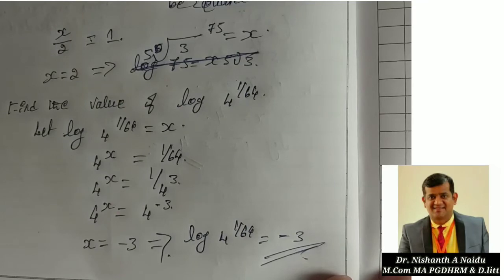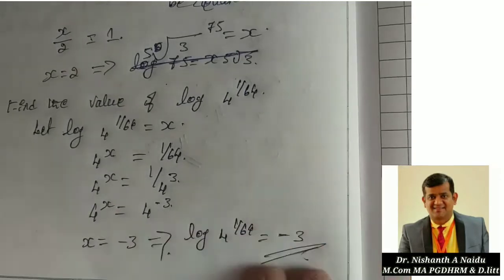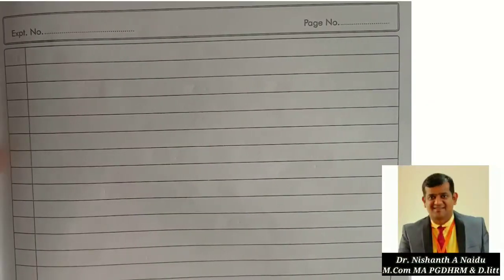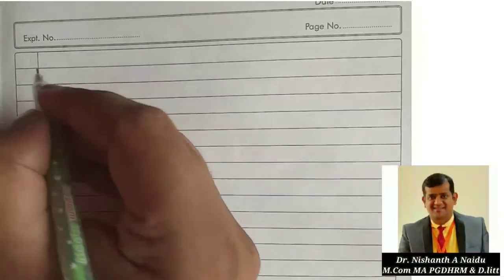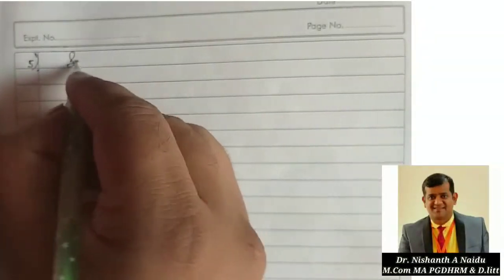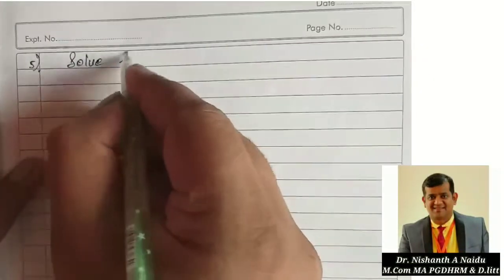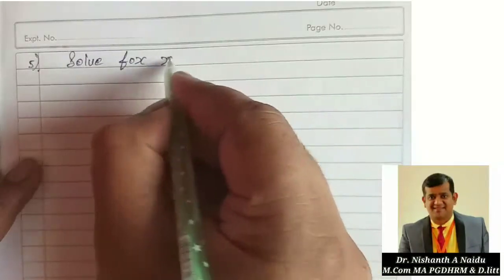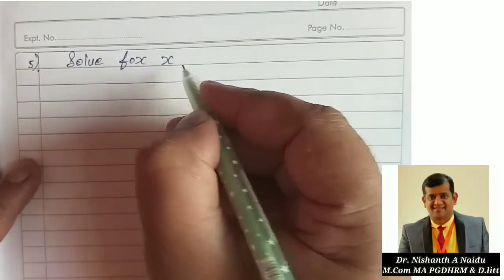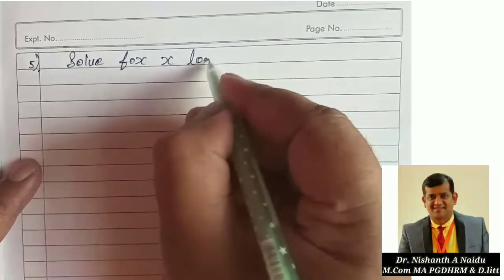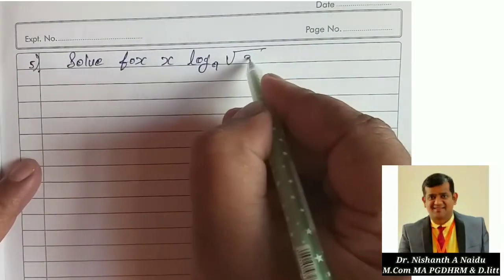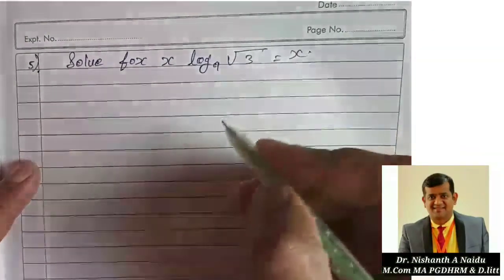Okay, so I believe you have understood a little bit about these, because I'm applying here purely all kinds of index form of problem, which is more of index. Solve for x: log 9 to the power root 3 equals x.